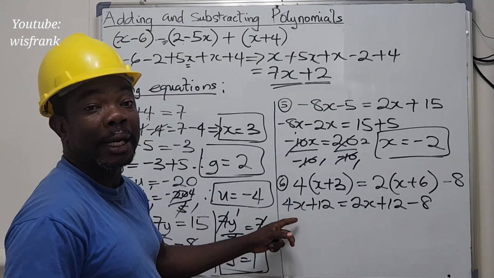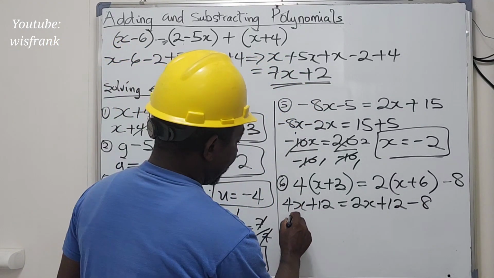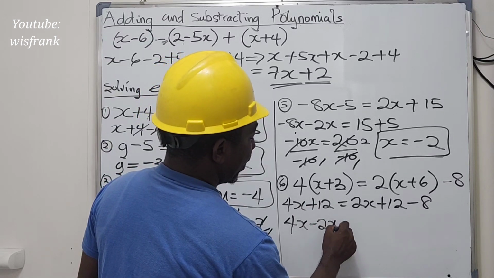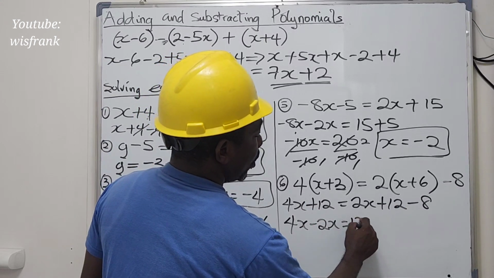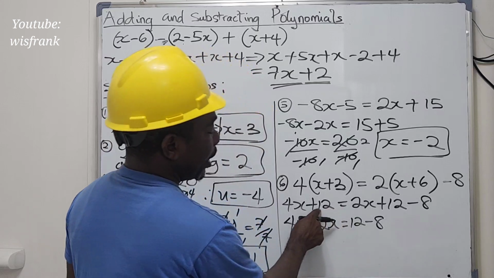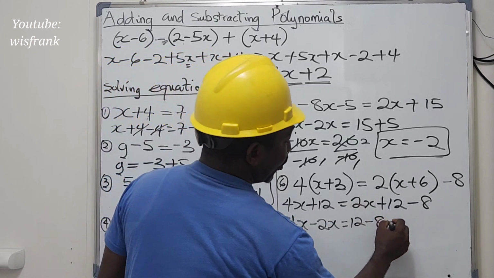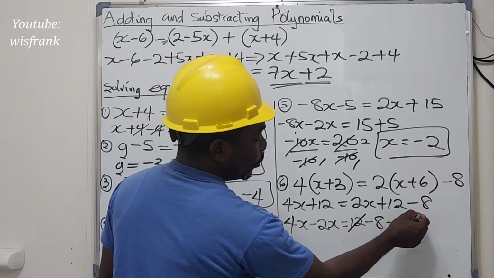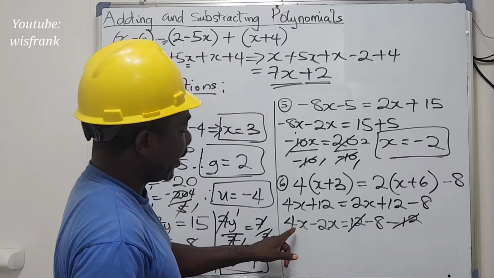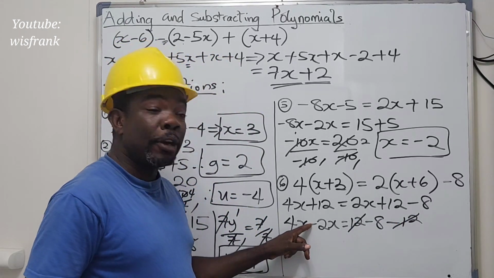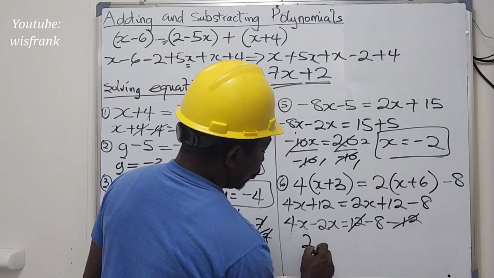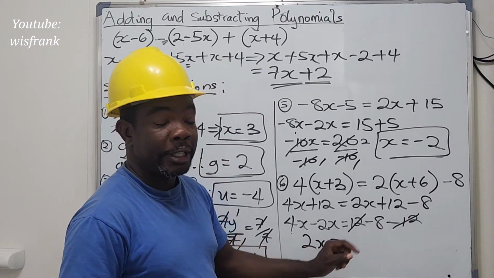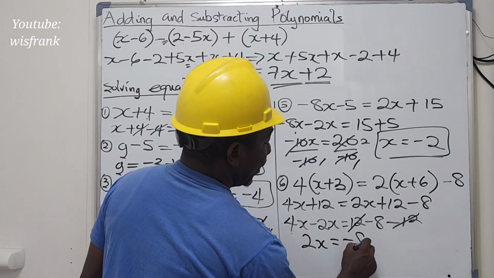Then here we need to collect like terms. Let's take 4x first. 4x, transposing 2x to this other side, becomes minus 2x equals, we take 12 minus 8. Transposing 12 to this other side, becomes minus 12. You can see that automatically 12 here will cancel minus 12. We are now left with 4x minus 2x will give us 2x equals, we are left with minus 8 this other side, so we become minus 8.